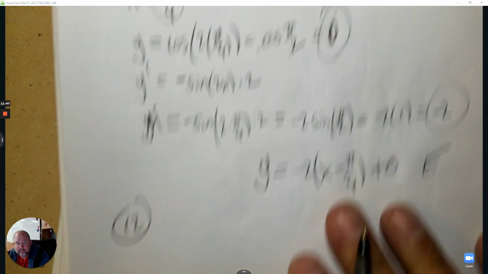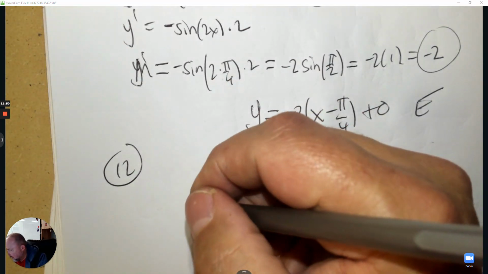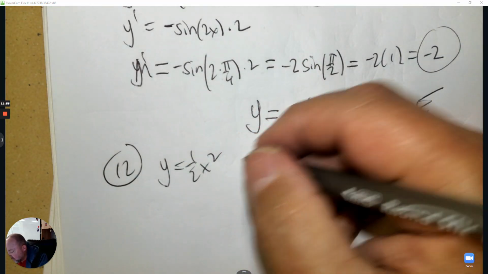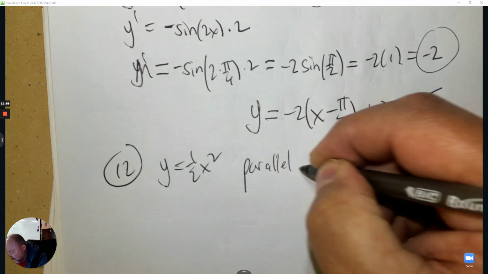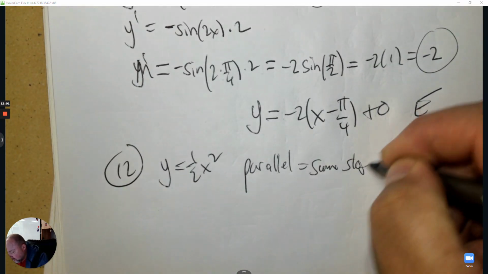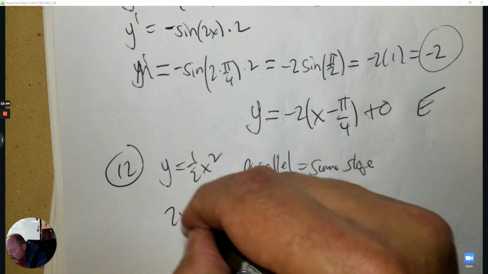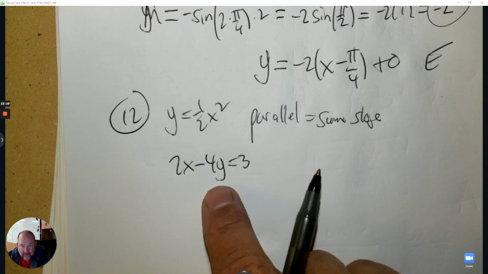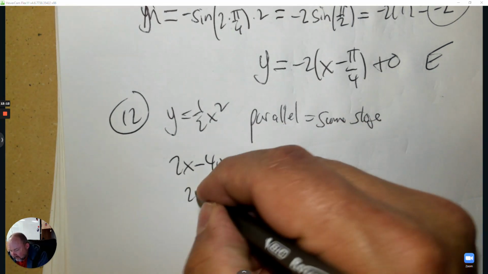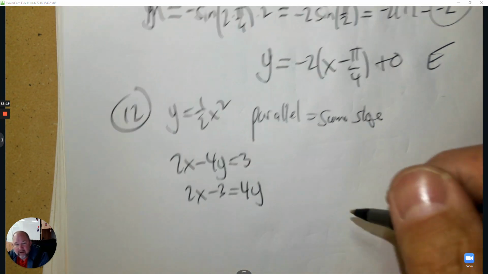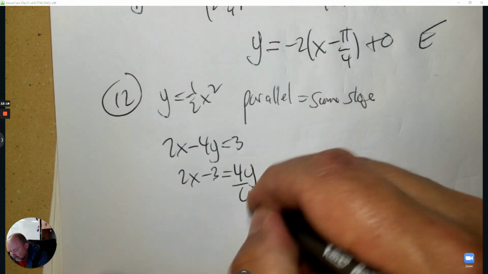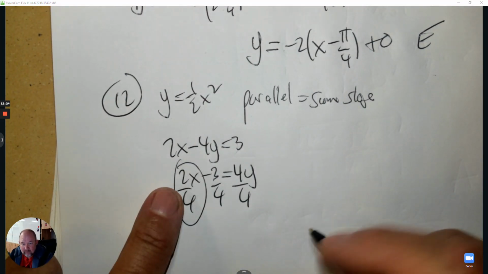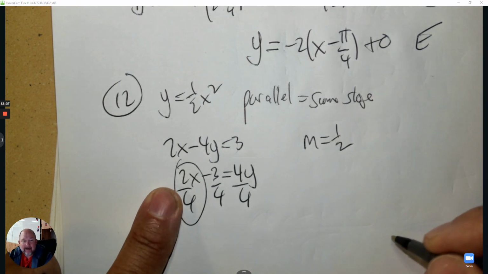Number 12. At what point on the graph y equals 1/2 x squared is the tangent parallel? So we know that means the same slope. And then they give you an equation, 2x minus 4y equals 3. So I need to know the slope here. This is just a line. So I'm going to solve for y. So I'm going to subtract 3, add 4y, divide. And all I care about is the slope. So when you divide by 4, what number is with x? And the slope is 1/2.